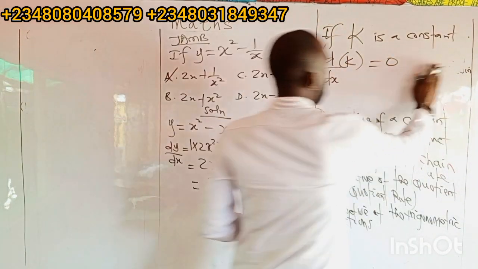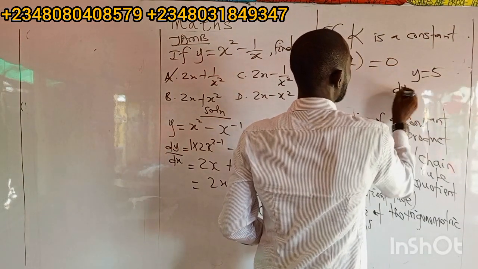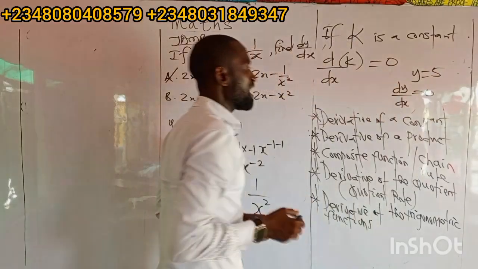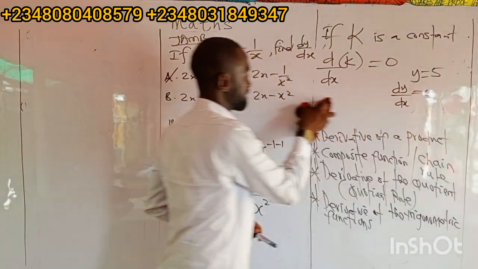Suppose, for example, we have y equals 5. What is dy/dx? Because this is a constant, our answer equals 0. If y equals minus 10, y equals minus 10.